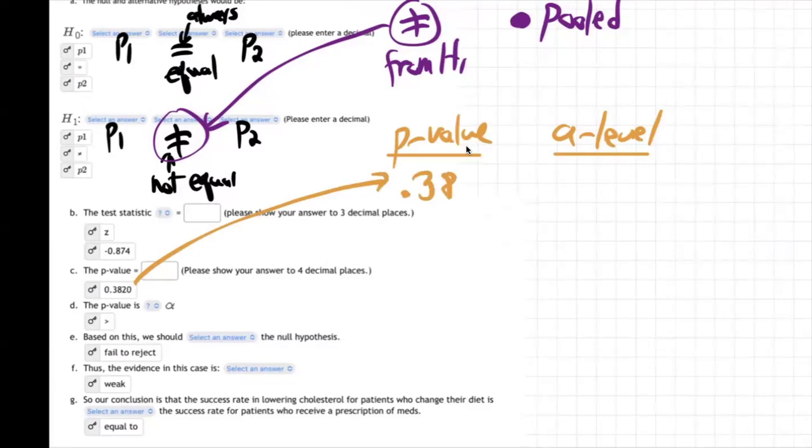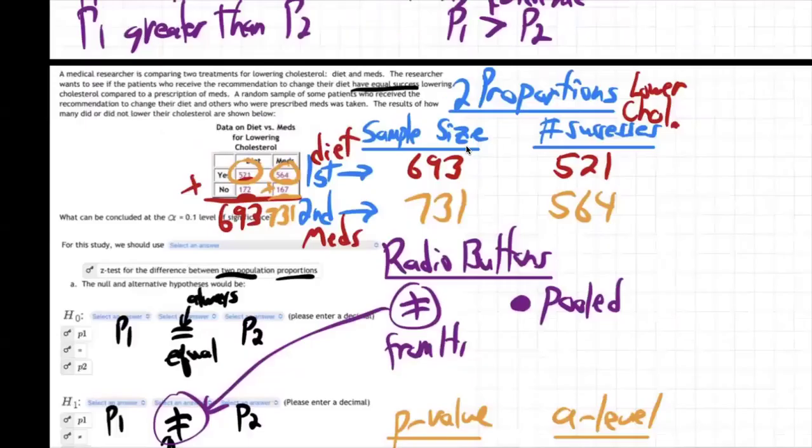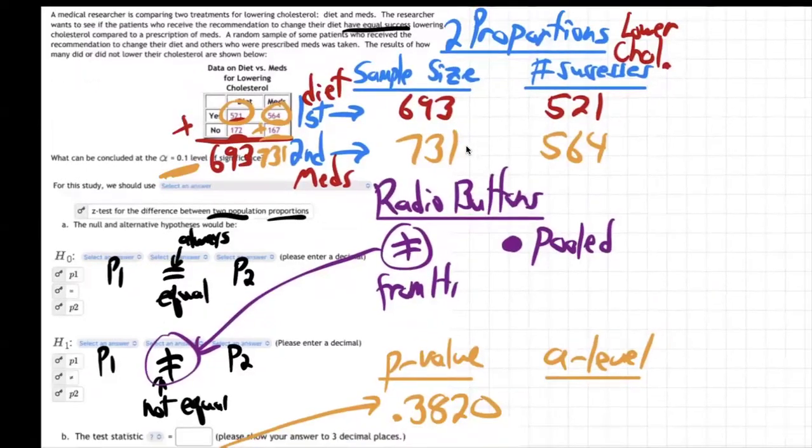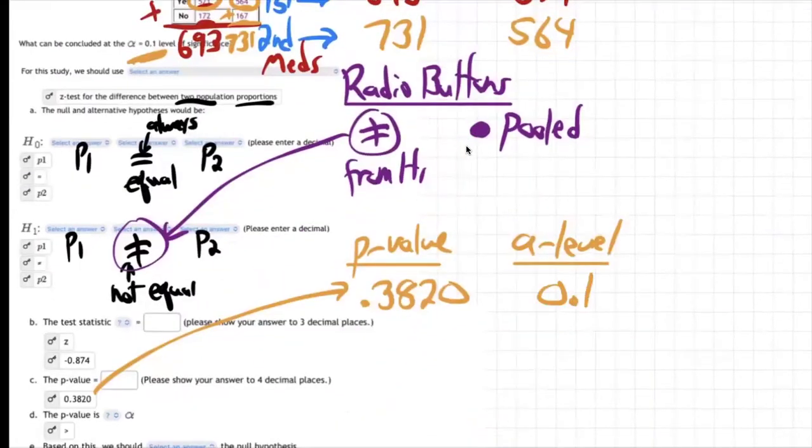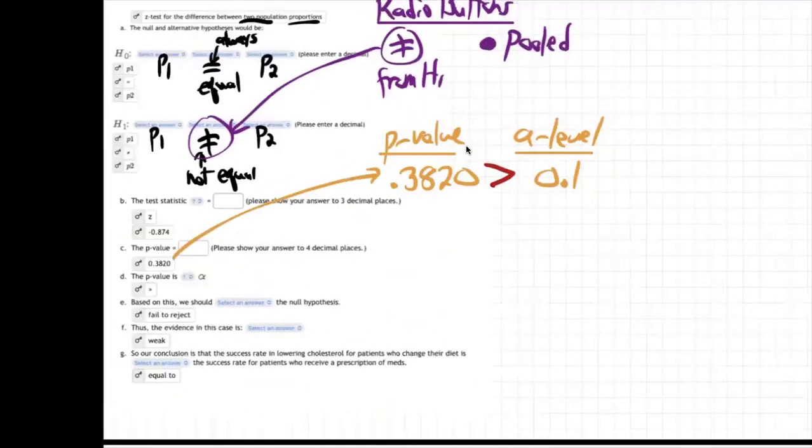0.30, oops, scribbly 8 there. 3820. The alpha level's up here somewhere. There's alpha 0.1. So which one of those is greater? Obviously 38 is greater than 0.1. So, what's our saying?